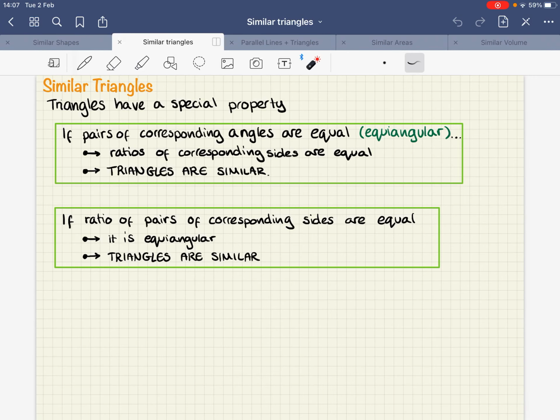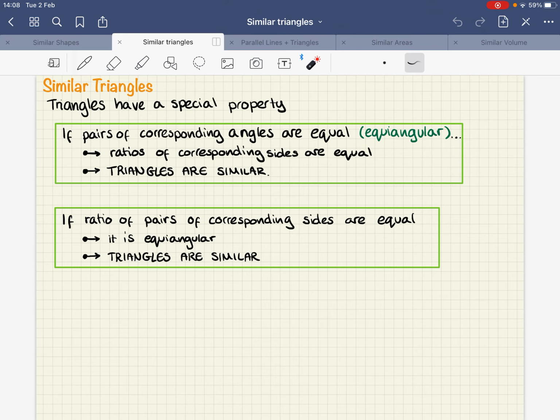Okay, so in this video, we're looking at similar triangles, specifically proving when triangles are similar. Now, in the previous video, we talked about what makes something similar: their corresponding angles are the same, and also their corresponding sides have the same ratio. Now, with any shape other than a triangle, you have to prove both of these things if you want to show something is similar.